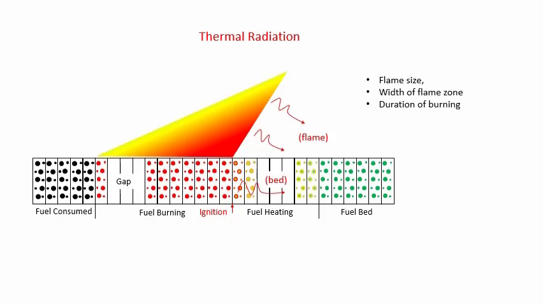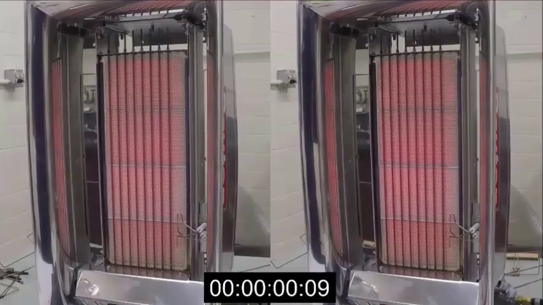And so even though the gas temperature is high, there's very low emissivity generally in flames until they get fairly deep, 2 or 3 meters. But you still get radiation from the flames that's heating the surface of the fuel bed. And so this thermal radiation depends on the flame size, the width of the flame zone, the duration of the burning, that kind of thing.